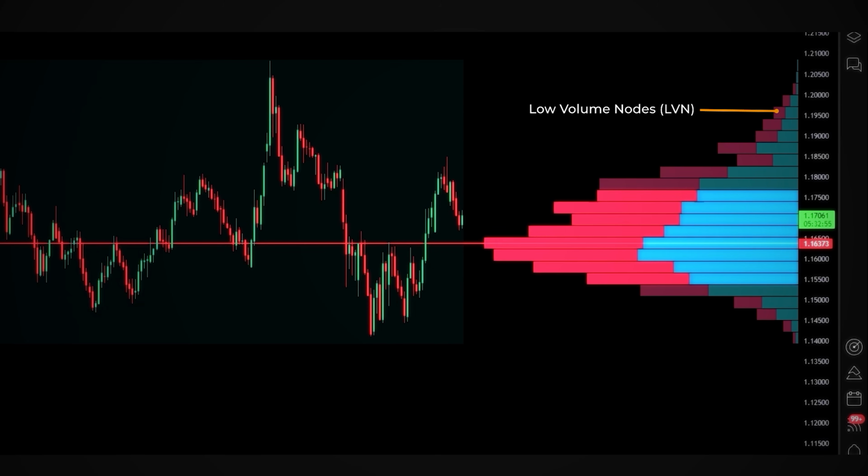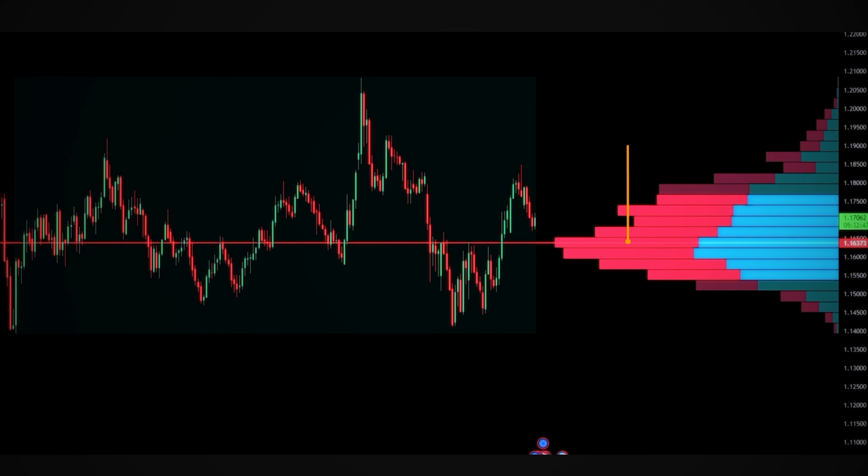The thin, short bars are low volume nodes. Price usually rockets straight through these areas. The red line is your point of control, or POC, and it acts like a magnet. Price loves to revisit it before its next big move.